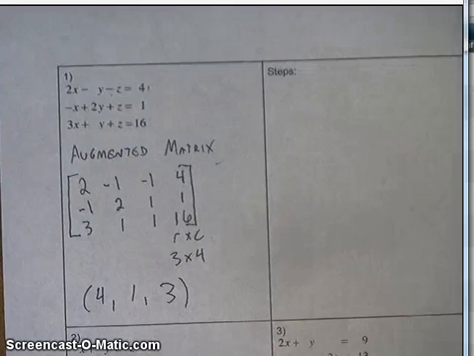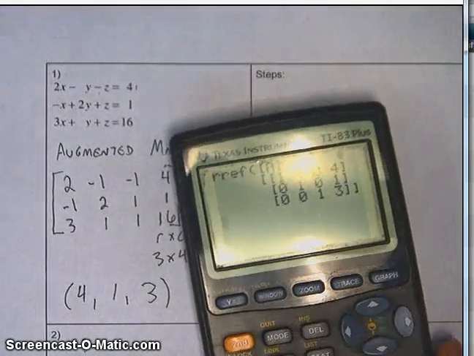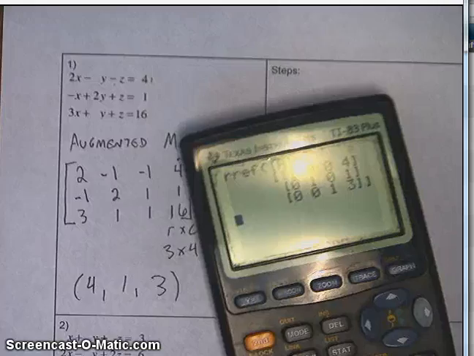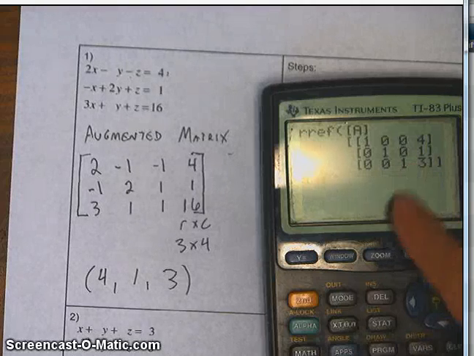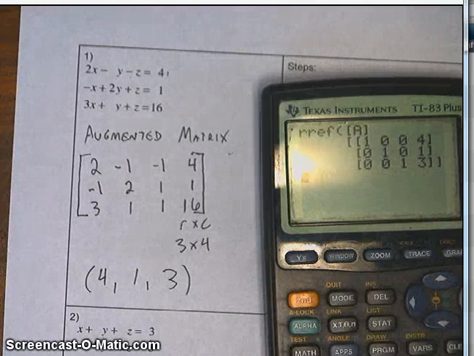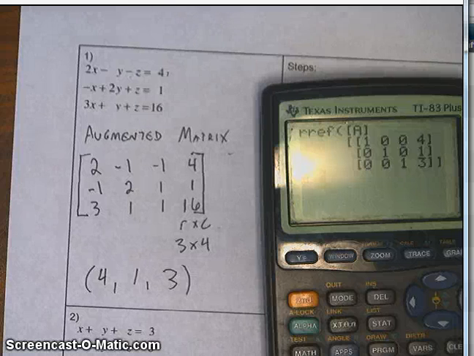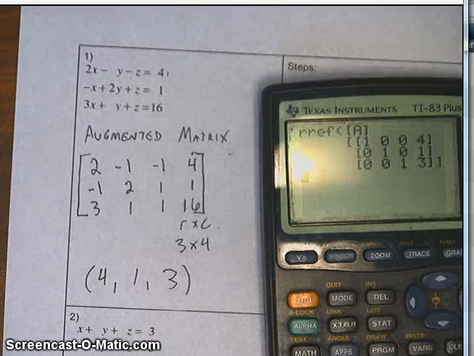That's where they cross. Just another quick note, make sure that you see 1, 0, 0, 0, 1, 0, 0, 0, 1. Make sure you have that identity matrix. If you don't have that, then you don't have a solution. You either have no solutions or infinite solutions.